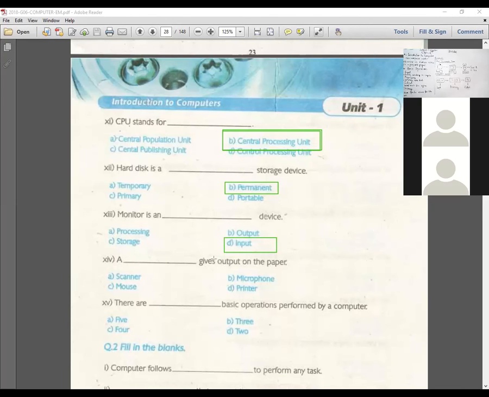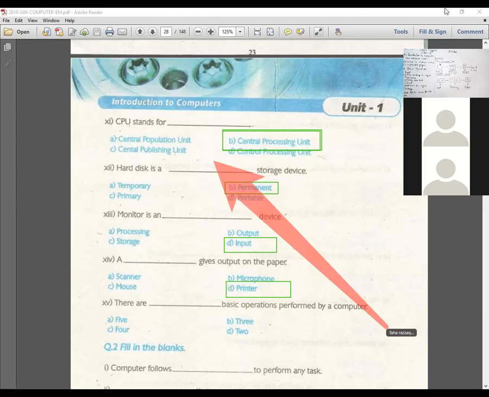Question 14. A dash gives output on the paper. A, scanner; B, microphone; C, mouse; D, printer. And the answer will be printer. Very good. Printer is a machine that gives the output on the paper.